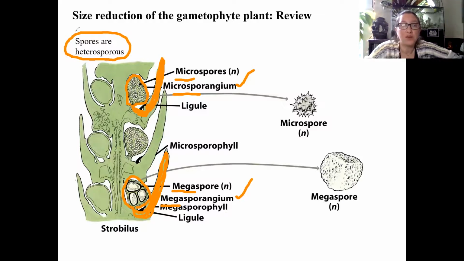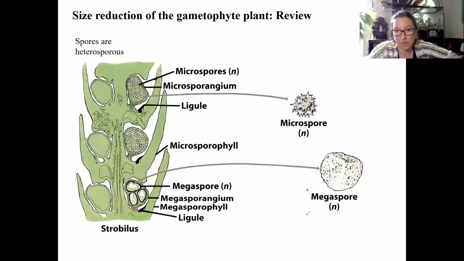But the main thing that we're concerned about today is this, right? Size reduction of the gametophyte plant. Where is the gametophyte plant now? It's inside the spores. So super, super small. It's inside of the spore. What's inside of the megaspore? Female gametophyte plant. What's inside of the microspore? Male gametophyte plant. Right? Male gametophyte plant.